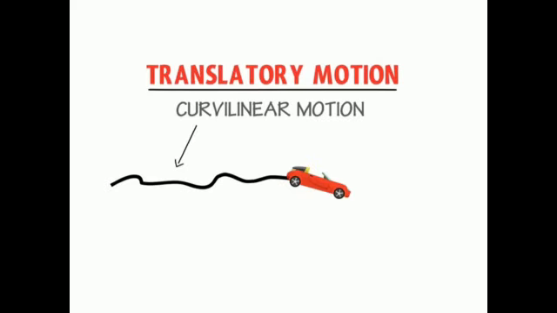Next one is curvilinear motion. Curved means zigzag, or a tilted path is known as curve. A body or an object moves along a zigzag path is known as curvilinear motion.